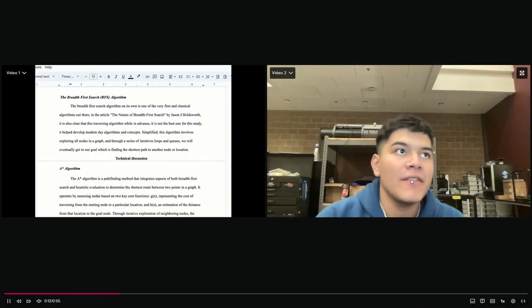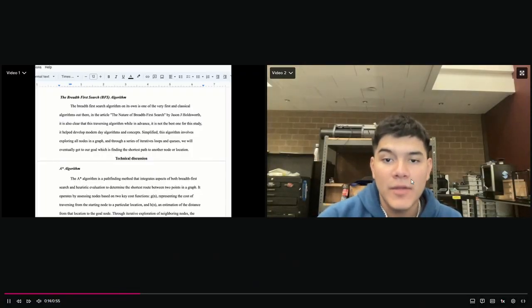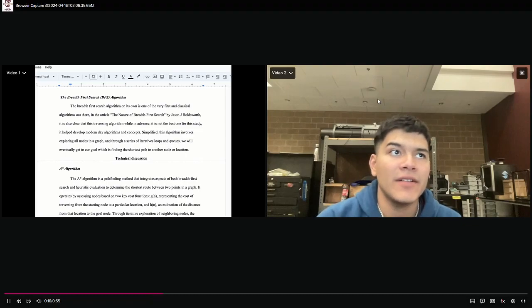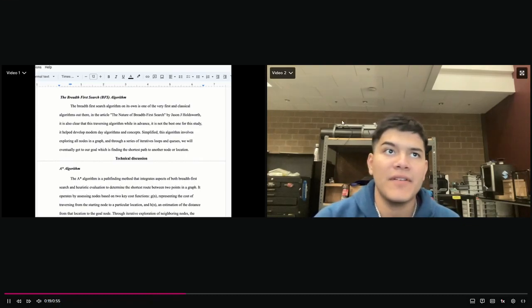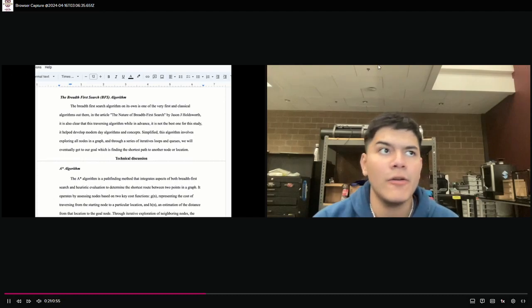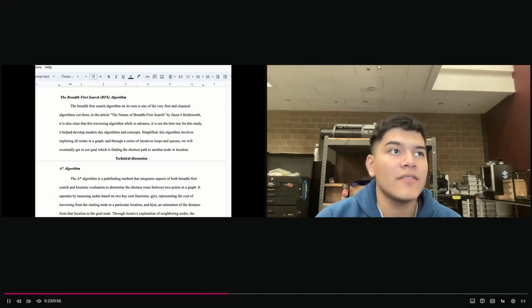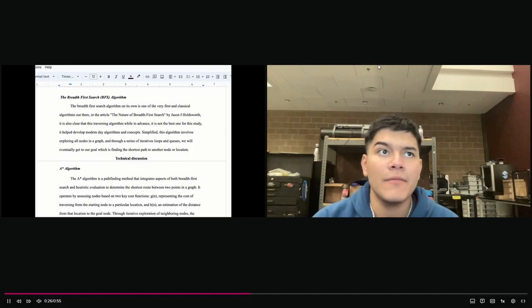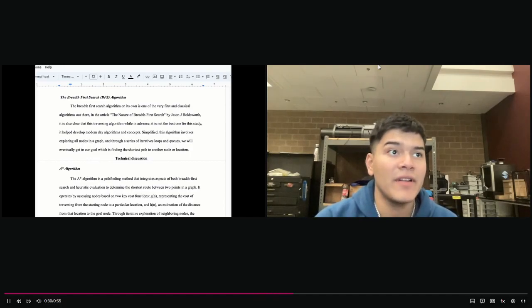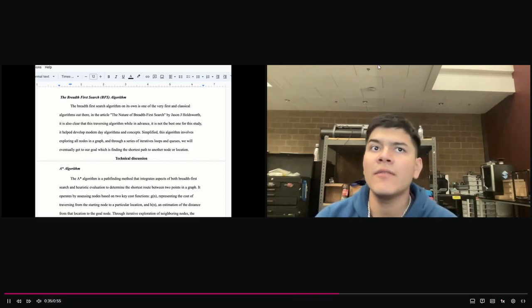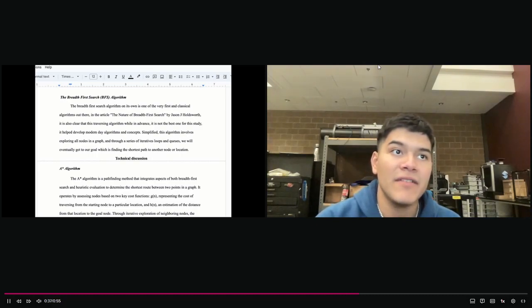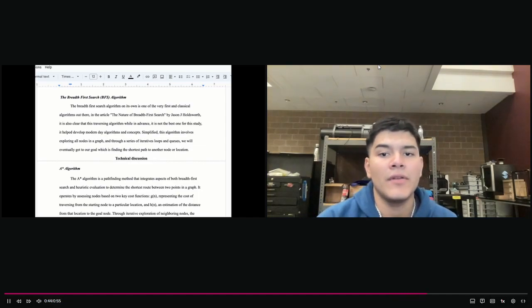The BFS algorithm on its own is one of the very first classical algorithms out there. In the article, The Nature of Breadth First Search by Justin J. Holdsworth, it is also clear that this represents an algorithm involved in advance. It is not the best one. For this study, we hope to develop modern-day algorithms and concepts. To simplify, this algorithm involves exploring all nodes in the graph, and through a series of loops and queues, we will eventually get to our goal, which is finding the shortest path to another node or location.